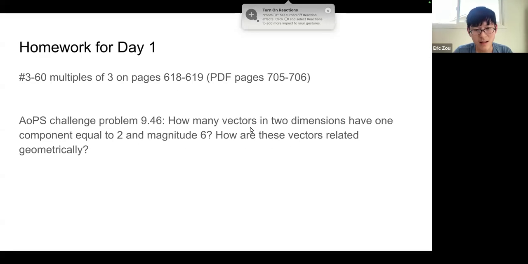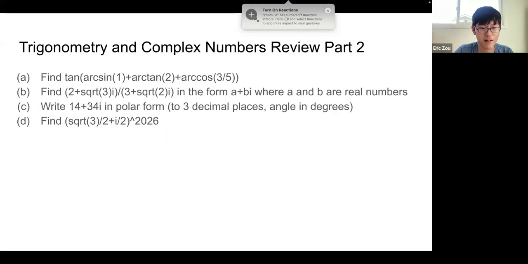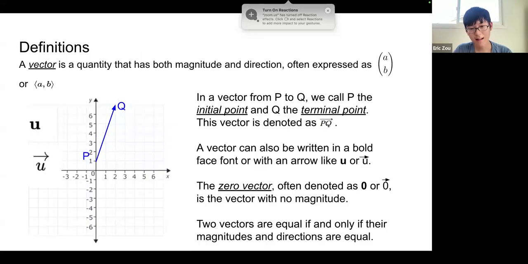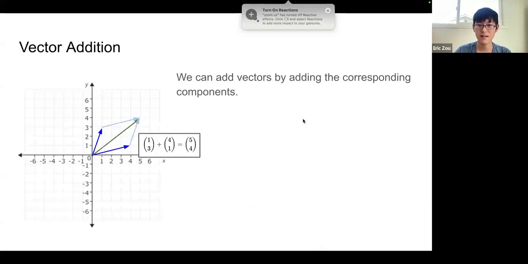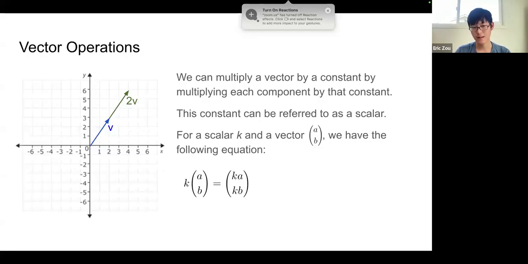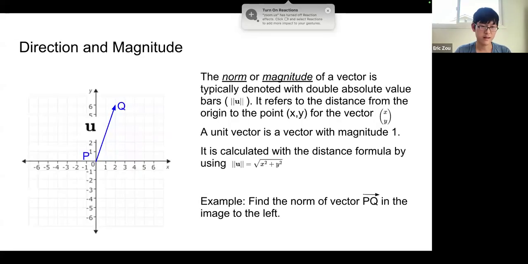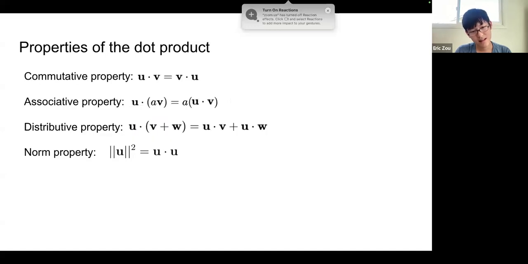So last time we covered material about vectors and their components, the definition of vectors, their initial point, terminal point, and how the initial point plus the vector is the terminal point. Some basic properties about addition, components, and multiplying by numbers. We went over some examples, and we covered this notion of a norm.